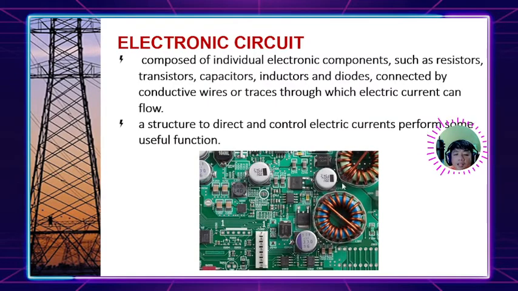So, ito po yung sinasabi nating electronic circuit. Okay. Based on the illustration or based from the picture, it is composed of different electronic components, kagaya ng resistors, transistors, capacitors, inductors, and diodes, connected by conductive wires or traces. Kung makikita nyo, meron siyang mga linya. These are what we call traces or direction through which electric current can flow or pass through. So, in other words, it is a structure to direct and control electric currents and perform some useful function.